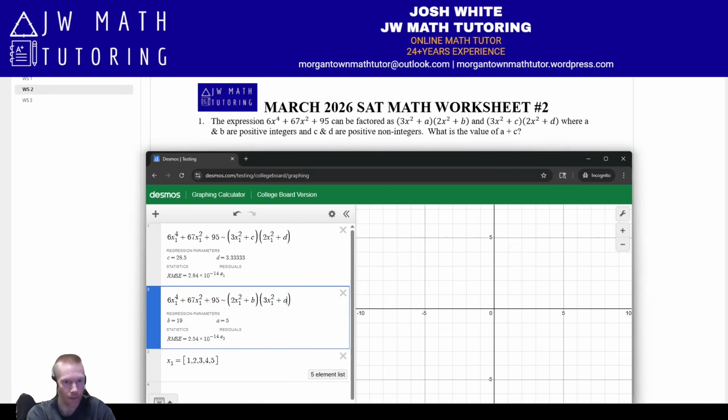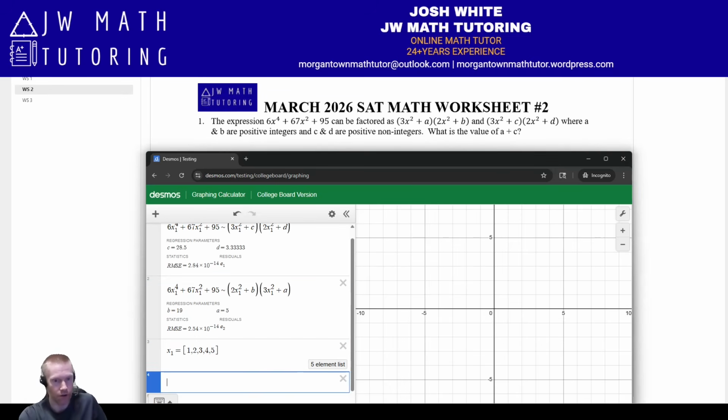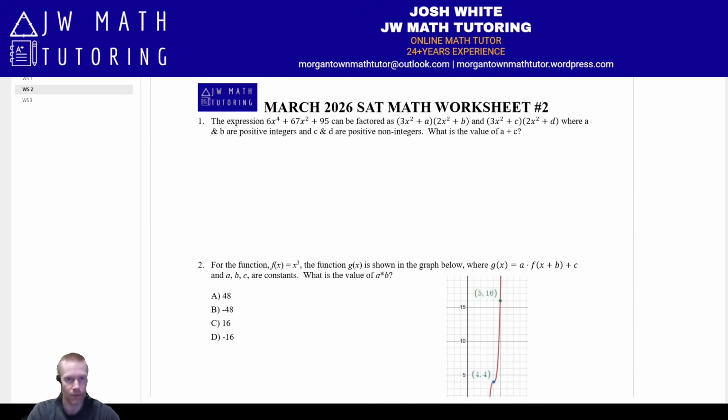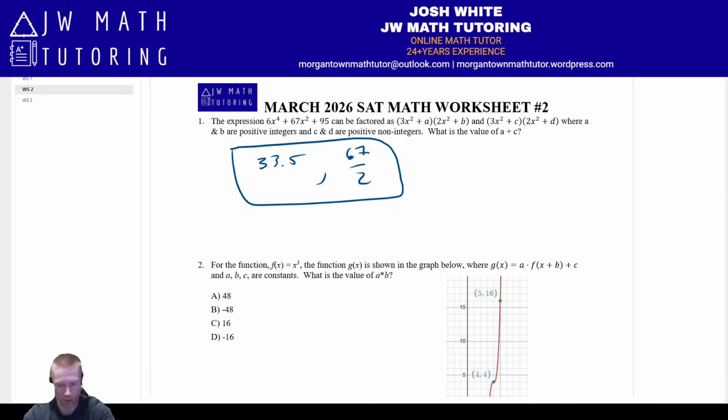Therefore, we can now just go down here and do a plus c, and I get 33.5 or 67 over 2. So for this specific problem with these values, these are the two answers that you can enter, 33.5 or 67 over 2.